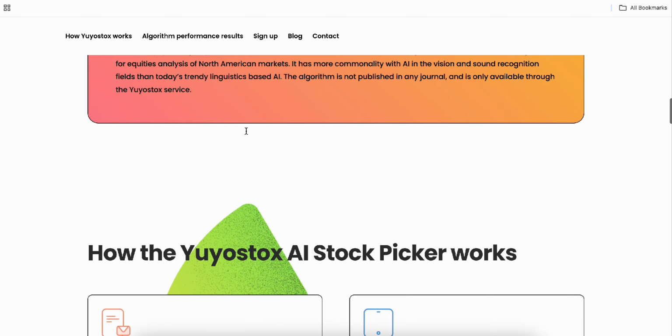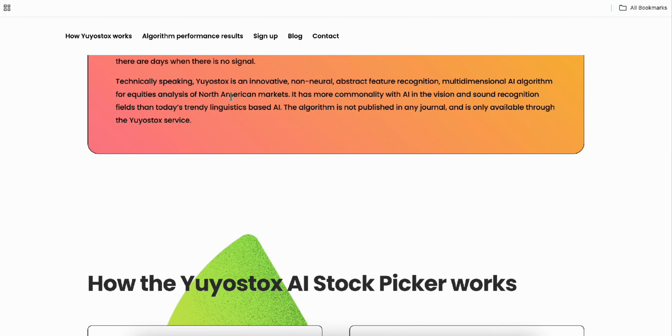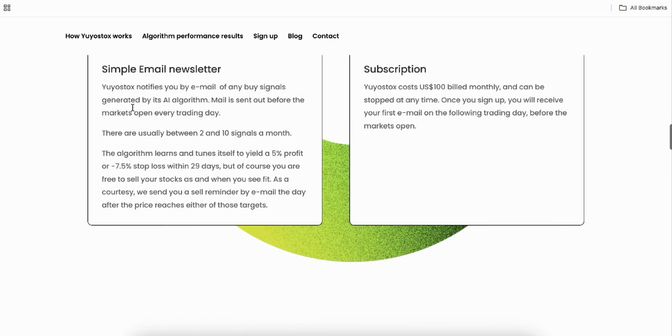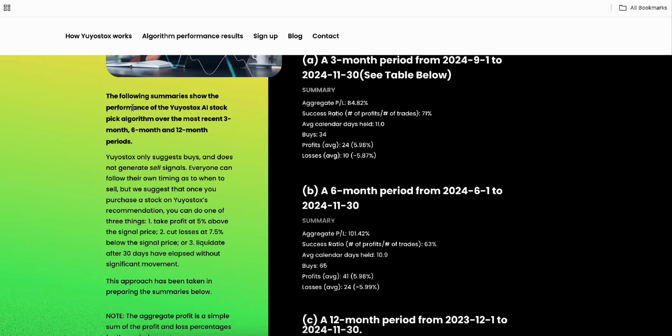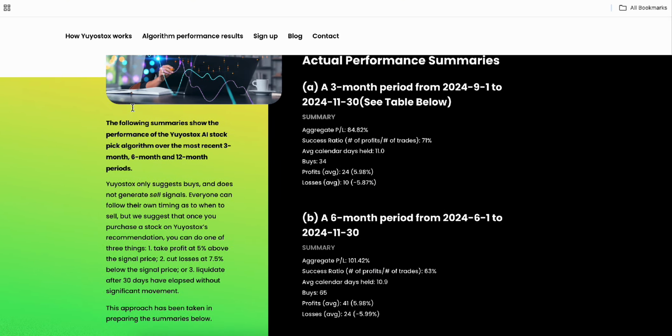It then says that it does not use ChatGPT-like AI, which is generative AI. It says it uses AI that's more common in the vision and sound recognition fields. I think by that it means more of a neural network for classification, and that's what I think is working in the back end here. So let's look at some of the details.